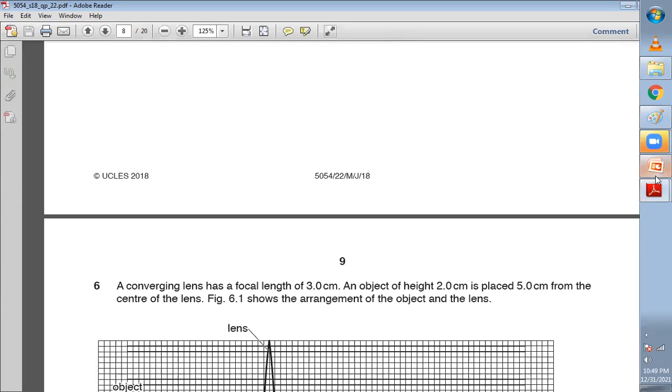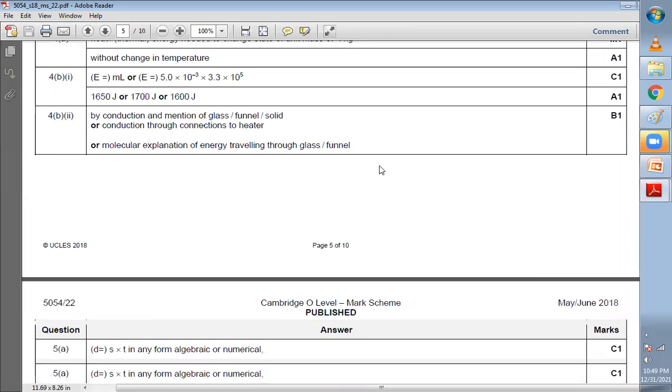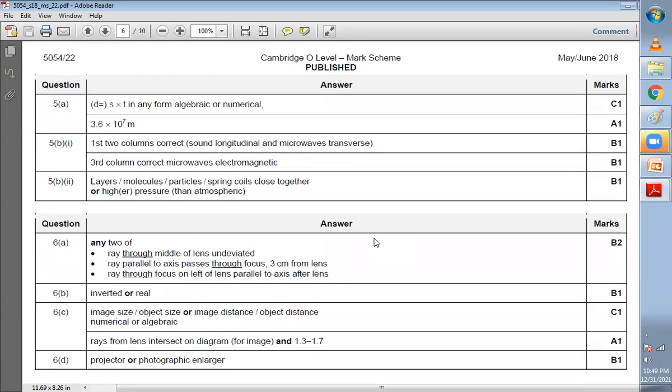Okay, so question number 5 is over. So let's have a look at the marking scheme. Distance will be 3.6 × 10^7 meters. That's the final answer. First 2 columns correct: sound longitudinal and microwave transverse. Third column correct: microwaves electromagnetic. Third, layers, molecules, particles, spring coils close together or higher pressure than the atmosphere. This is the marking scheme of question number 5. You can pause the video and take your time to read this marking scheme. It's very important to always check your answers and match them with the marking scheme.